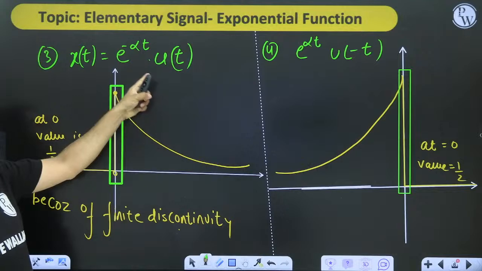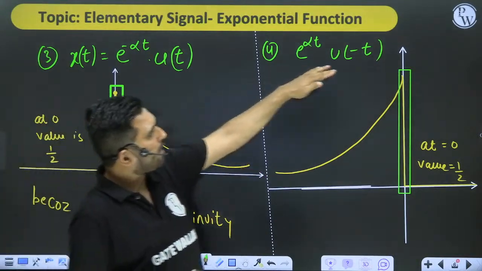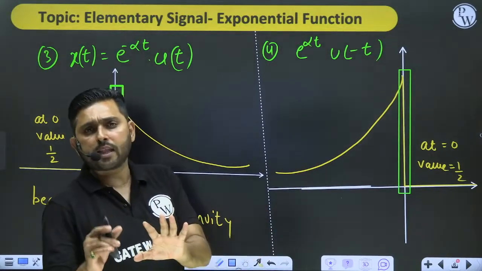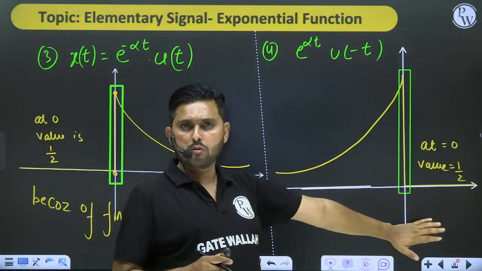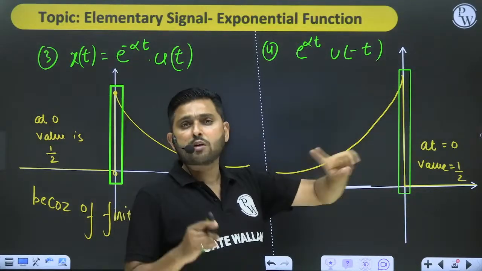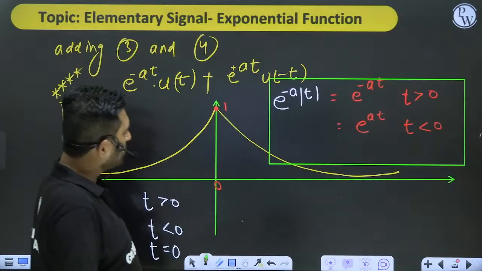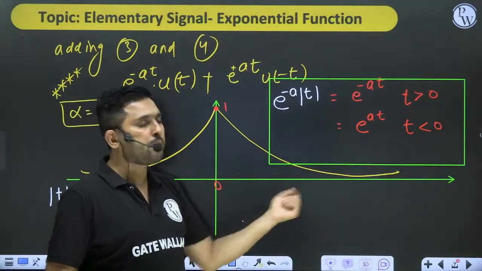This is e to the power minus alpha t u(t), so it exists only on the first quadrant. E to the power alpha t u(minus t) exists only on the second quadrant. The important thing is that both have a point of discontinuity at t equal to 0, so the value is not equal to 1, but equal to half. So when you add both these functions, you will get this very beautiful umbrella function.